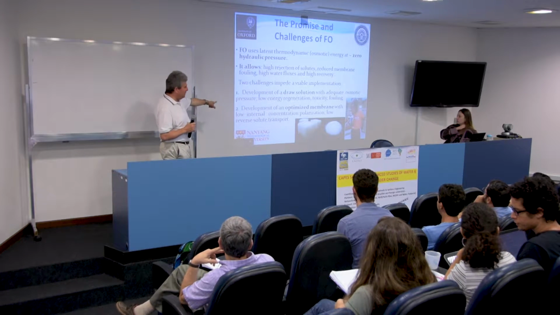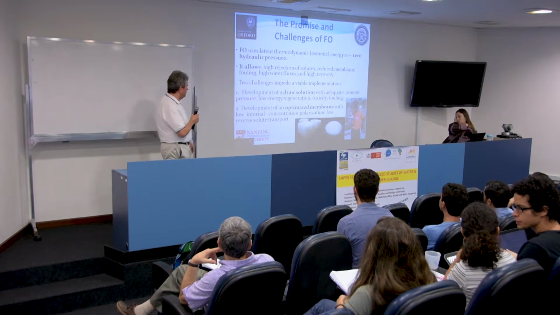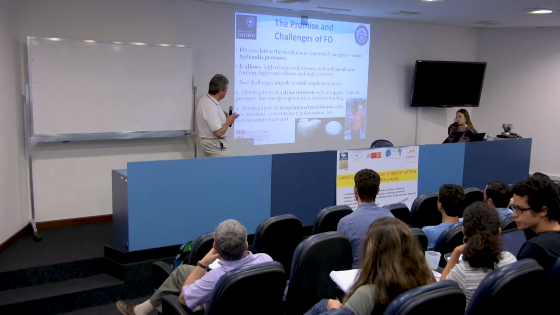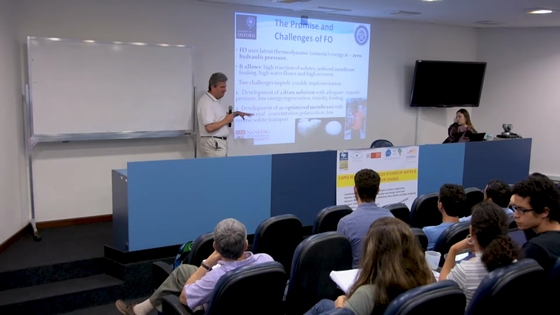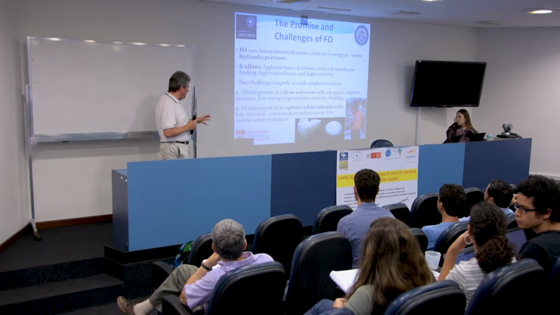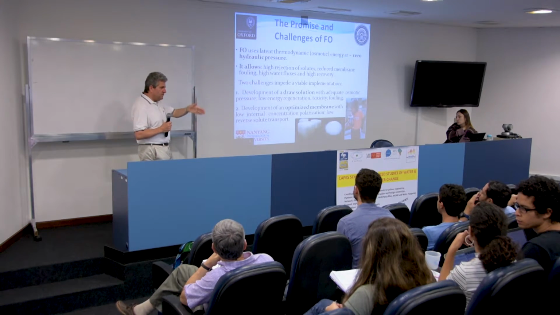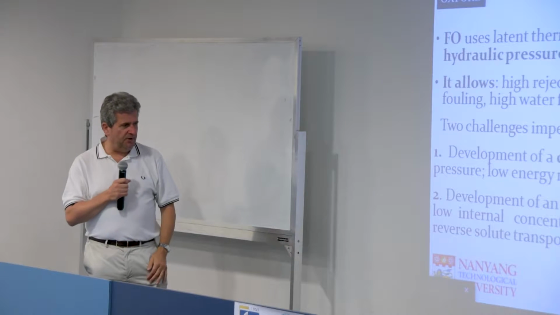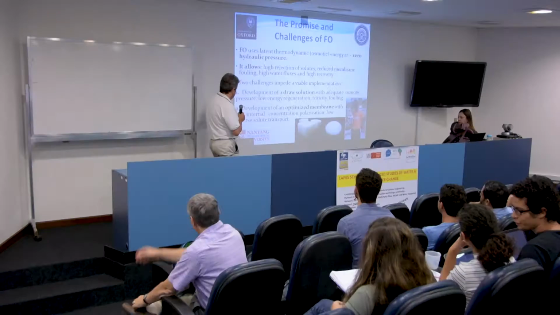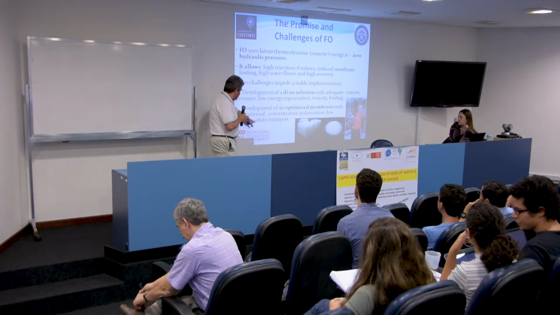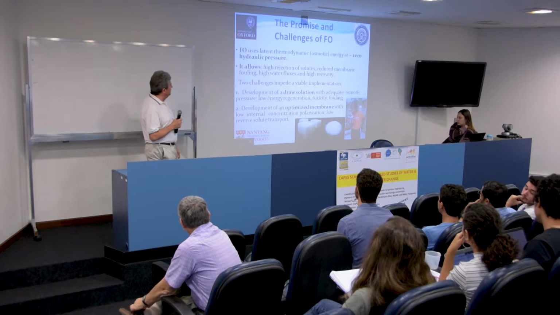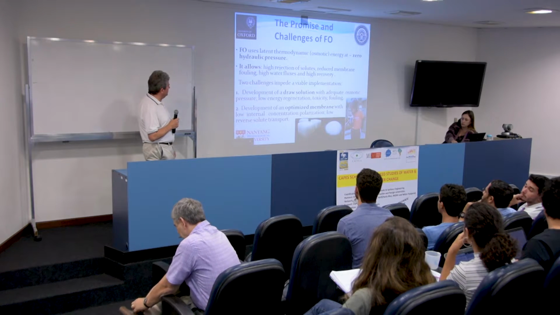The next one is the membrane itself. We need to have an optimized membrane which has low internal concentration polarization. Now, I won't talk much about that at the moment, but what that really means is that the solute builds up on the surface, and that causes an additional osmotic pressure, which we don't want to happen. So we need to have an optimized membrane with low reverse solute transport for the reasons I just explained. So let's think a little bit about both of those problems.